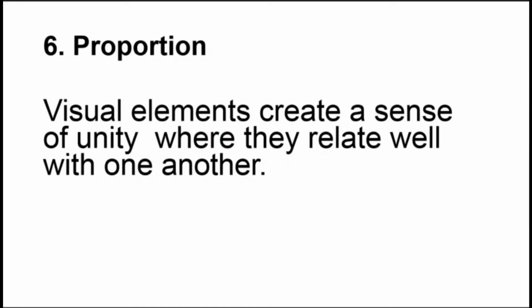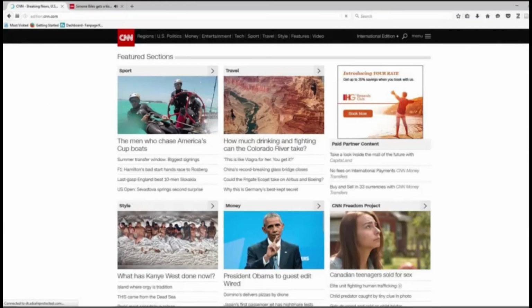Sixth, we have proportion. So for proportion, this is the relationship between two or more elements. They are related to each other with respect to size and color and more. Visual proportion is also a visual element that creates a sense of unity where they relate well with one another. This is an example of a proportion.